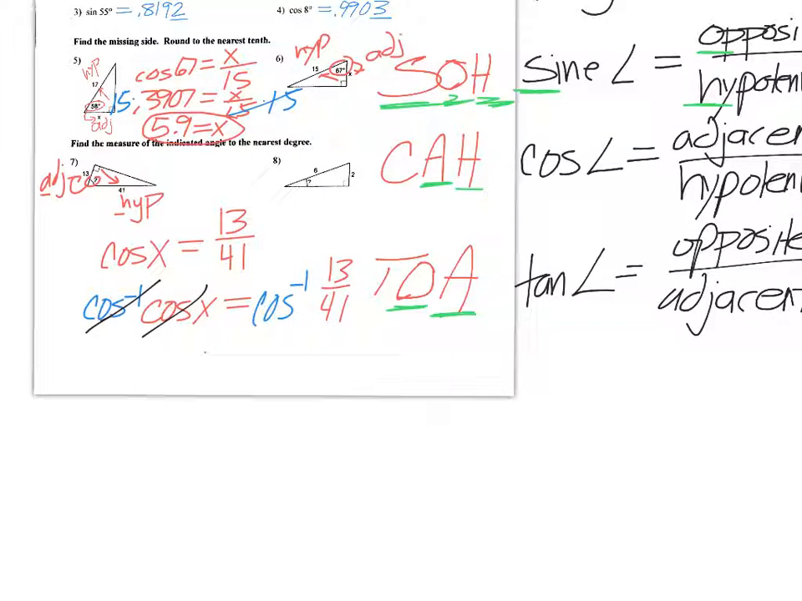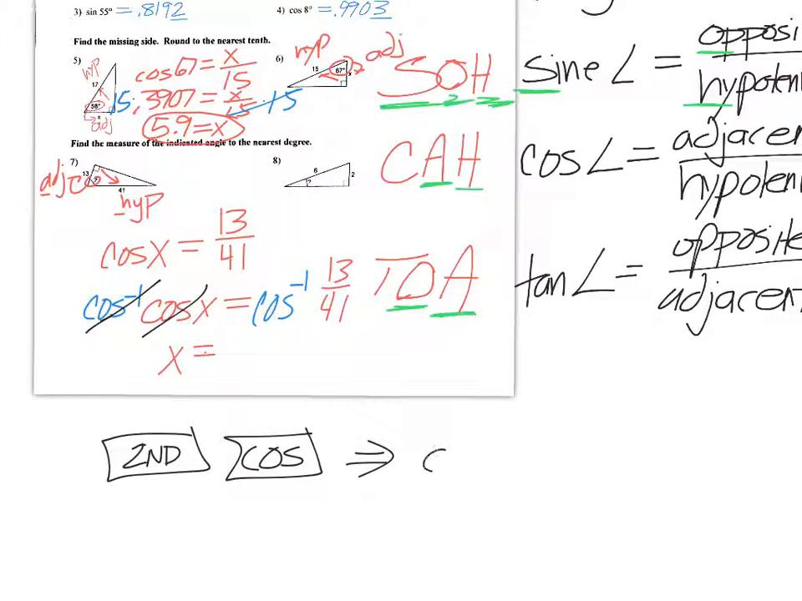What I do on the right side is type this in on the calculator. The way you do that, I'm going to write these down. You have to press the second button on your calculator and then press the cosine button. And that will give you the inverse cosine. So you press second cosine, then you type in your fraction, 13 divided by 41, and press enter, and we get 71.51. Now since it says to the nearest degree, I'm going to round this to 72 degrees.